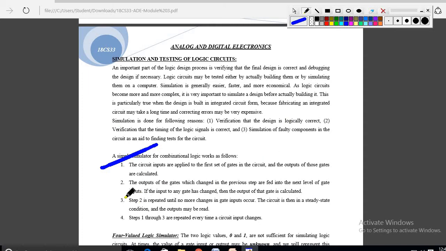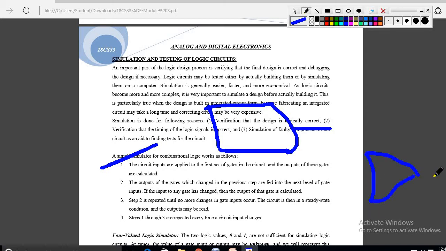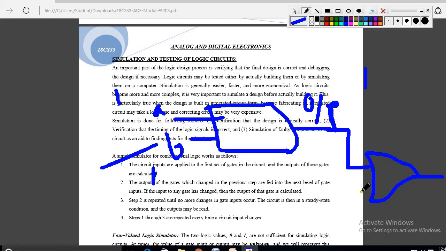And step 2 is repeated until no more changes of the gate input occur. The circuit is then in steady state condition and the output may be read. For example, if there is an AND gate and then an OR gate, I provide inputs A and B to the AND gate. If I use 1 1, the output should be 1. I use this output as an input of the OR gate, and the other input can be 1 or 0, whatever it may be.